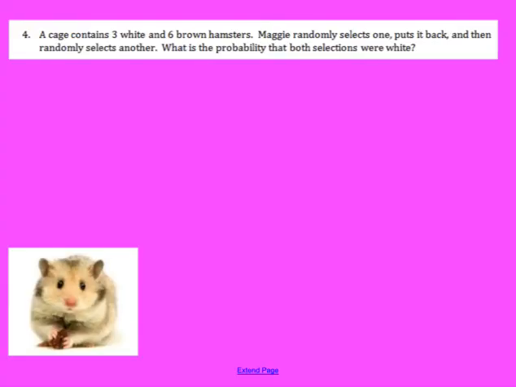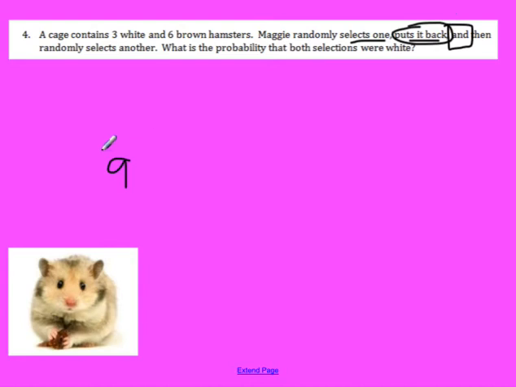Next, let's take a look at number 4. A cage contains 3 white and 6 brown hamsters. So what does that mean? That means I have 9 total hamsters. Maggie randomly selects one, puts it back. So the events aren't going to affect each other, and I need to multiply. Then she randomly selects another. What is the probability both selections were white?